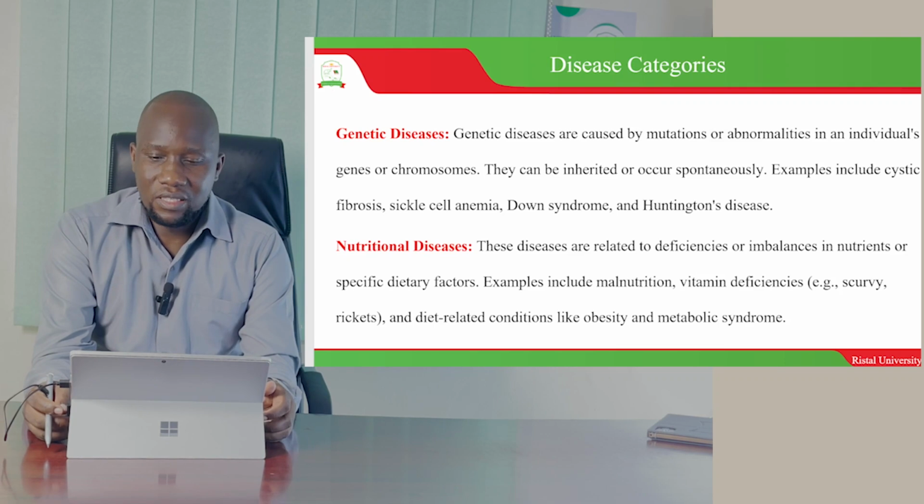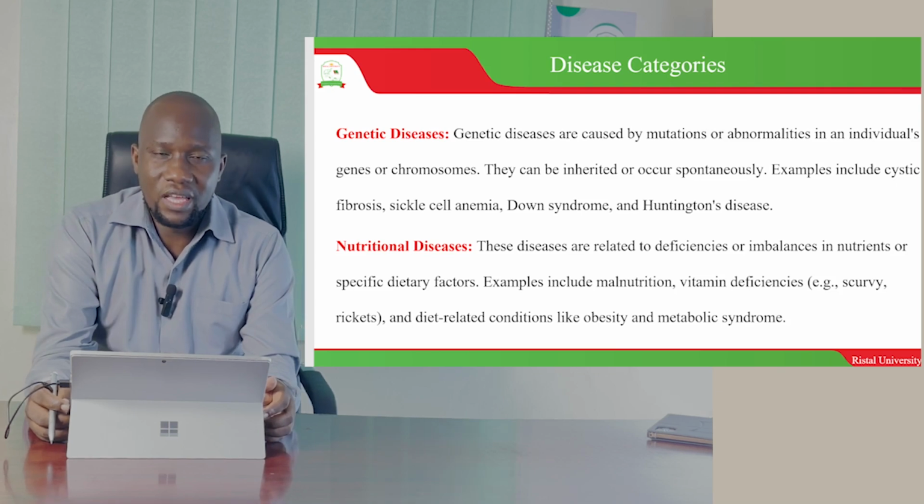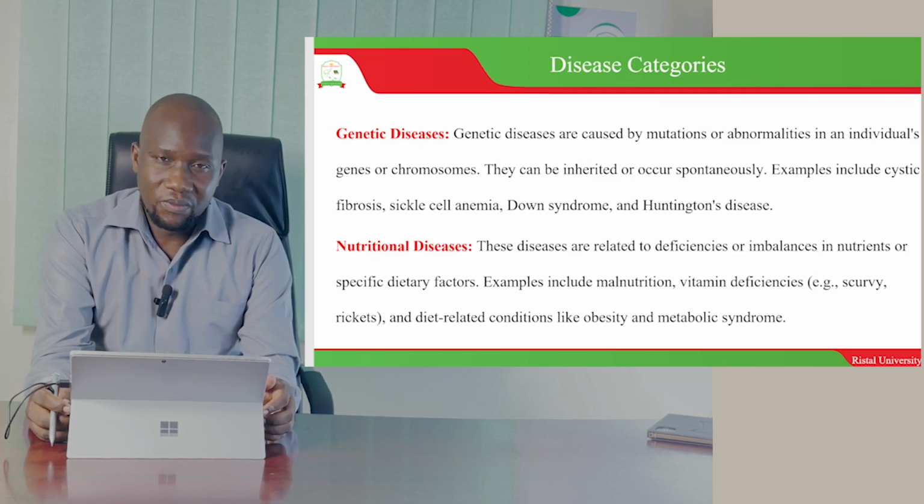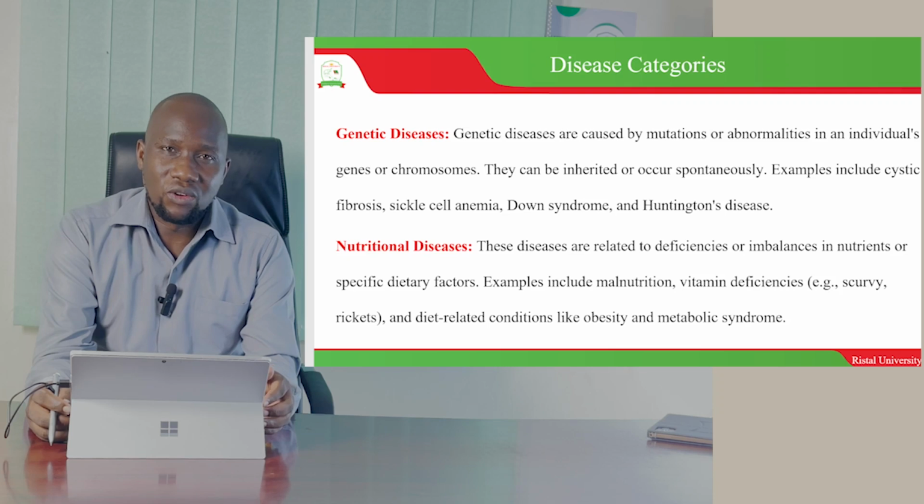Some of these conditions include sickle cell anemia, Down syndrome, and Huntington's disease. These are genetic conditions. They happen because there is damage to the genetic material. We are talking about the genes and chromosomes.